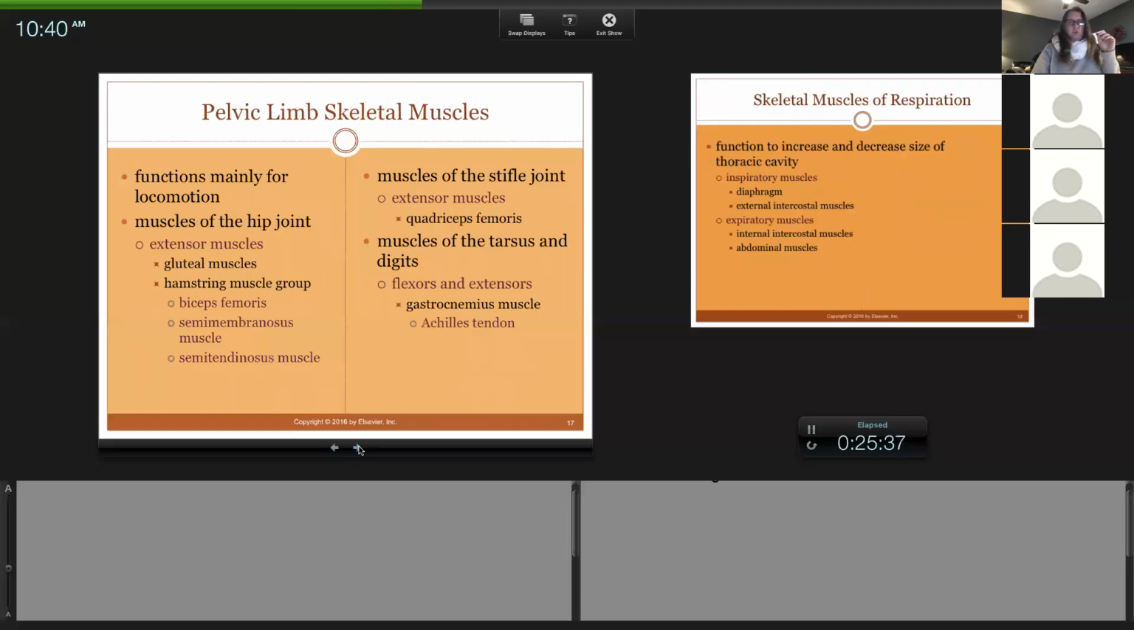So what's important about the gastroc is that the gastrocnemius forms the Achilles tendon at its terminal end. The Achilles tendon is attached to the calcanean tuberosity. Gastroc pulls that calcanean tuberosity towards origin. By nature, that's going to extend the hock or extend the tarsus. Okay.